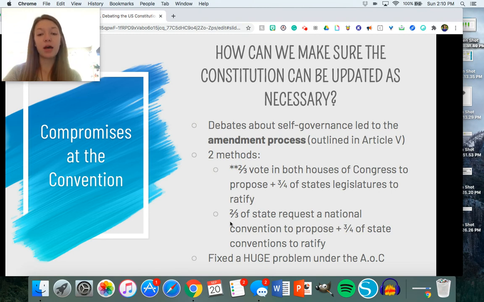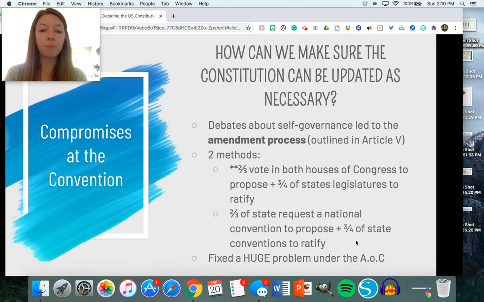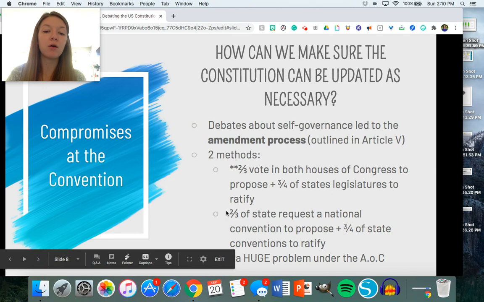Now, the second method down here has been used one time only, to ratify the 21st Amendment. 2/3 of states could request a national convention to propose an amendment, and 3/4 of state conventions could ratify the amendment. So that is really not a common way of going about it. It's most commonly going to be method number one. But some pattern that you can see here is that it's always 2/3, 3/4, 2/3, 3/4.